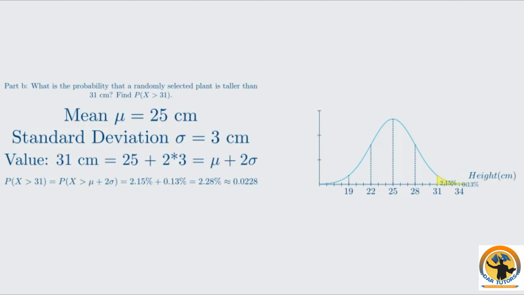Only about 2.3% of plants will be this tall. The empirical rule is great for quick estimates, but what if the values we're interested in aren't exact multiples of the standard deviation? That's where technology comes in. The normal PDF f of x has no simple antiderivative. This means we can't solve probability problems by hand using calculus. Instead, we use numerical integration, which our graphics calculators are programmed to do for us.